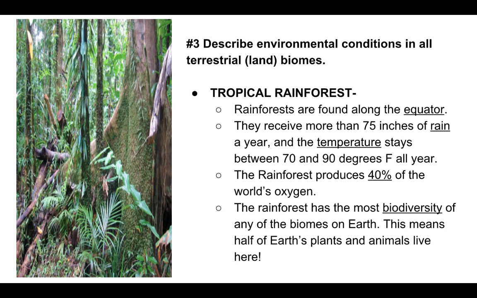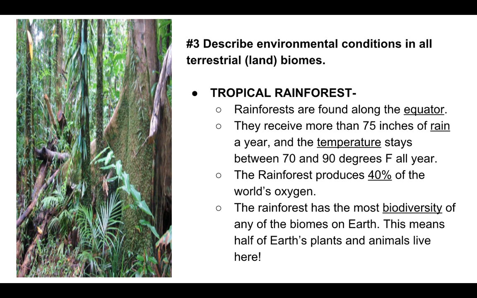Moving on to success criteria number 3, environmental conditions in all terrestrial, meaning land, biomes. So we're going to describe those conditions. So tropical rainforest, this is where we're looking at those characteristics. What makes a rainforest unique as a biome? What makes it different than the other biomes?